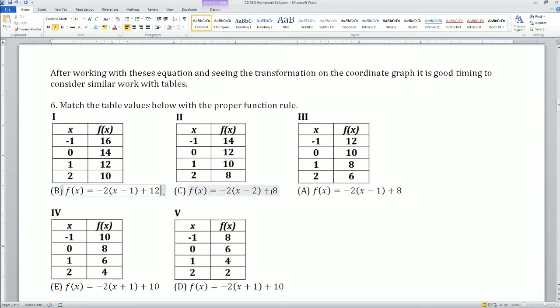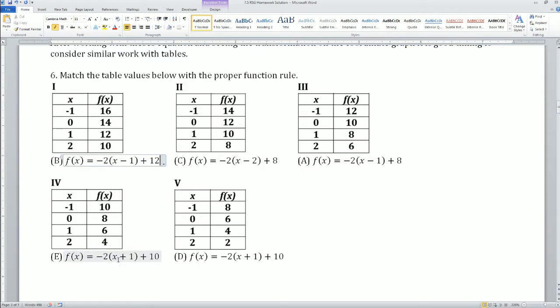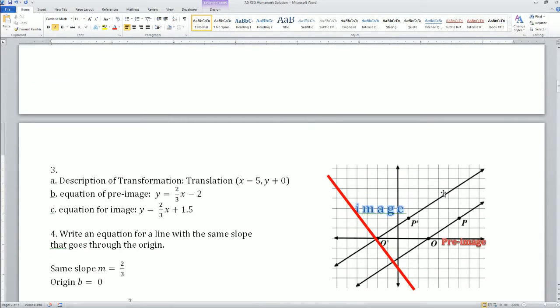Hold on. 2 is C. The first term, yep, because this still becomes 12. The first term here is 8. Good. Twice this plus that. That does 4 becomes E, which is 8. Good. And here the first term is 4. Good. It becomes negative 2 parentheses x plus 1 plus 10. These are all just chart formats of this. Okay.